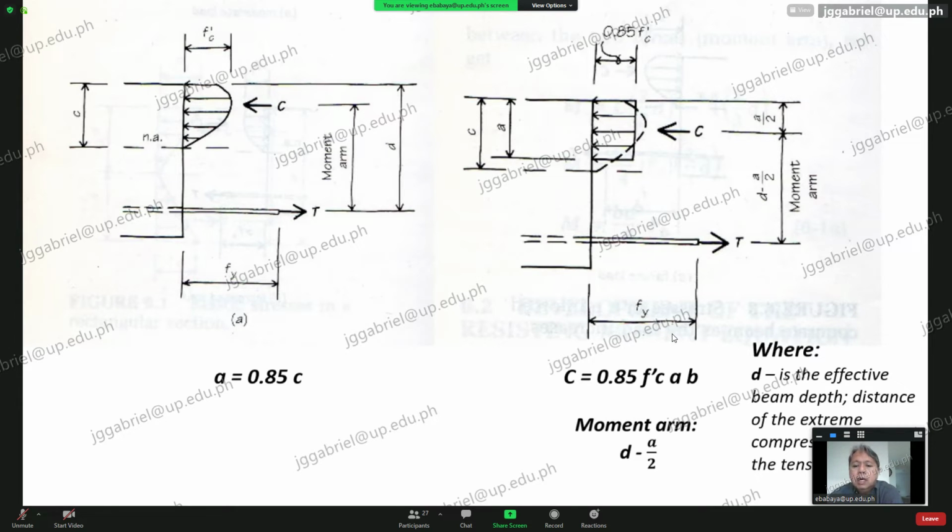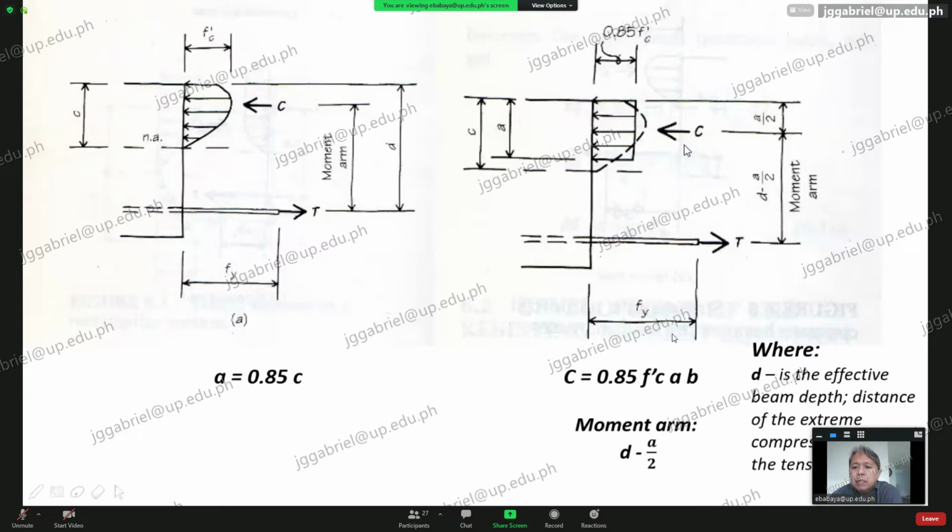Now, you might get confused. This is 0.85 F prime C. It's in here, no? And then your A is also 0.85 C. Okay, so you'll notice two 0.85 here. Okay, so your B again, that's your V.